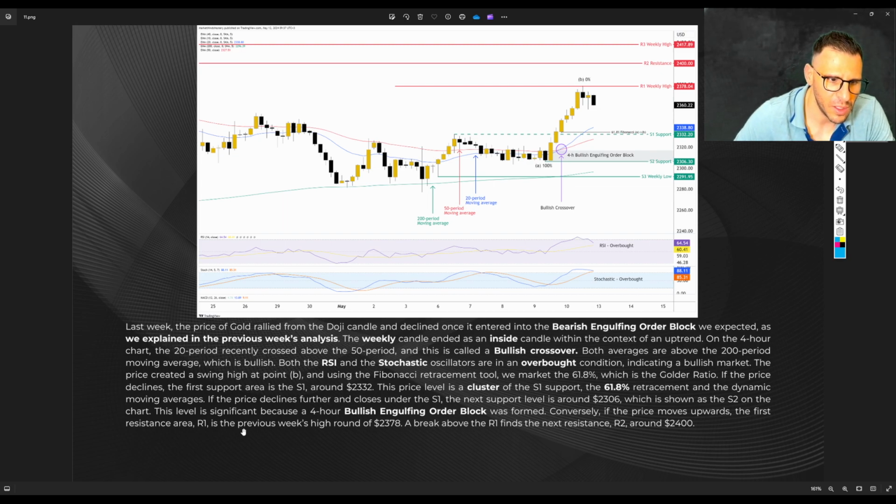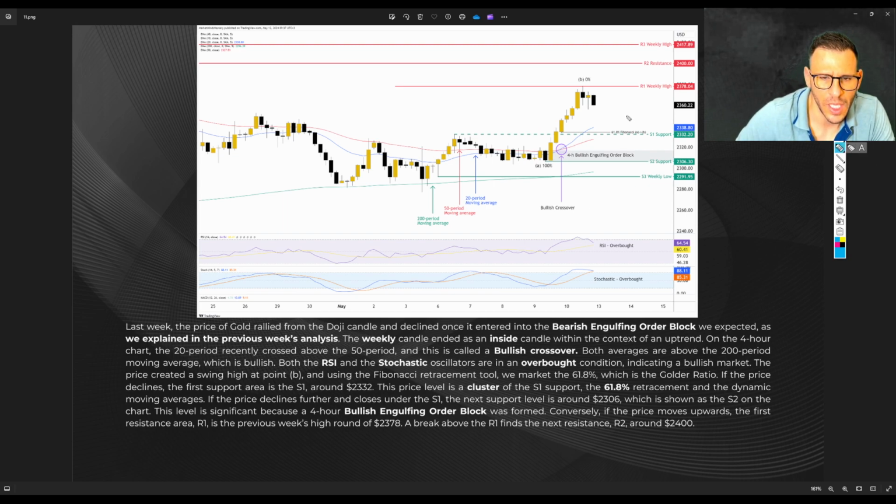Okay, so if the price declines further and closes under the S1, the next support level is around 2306, shown with the S2 on the chart. This level is significant because there is a 4-hour bullish engulfing order block that formed there. On the other hand, if price moves upwards, the first resistance area is the previous week's high around 2378, and so on and so forth.